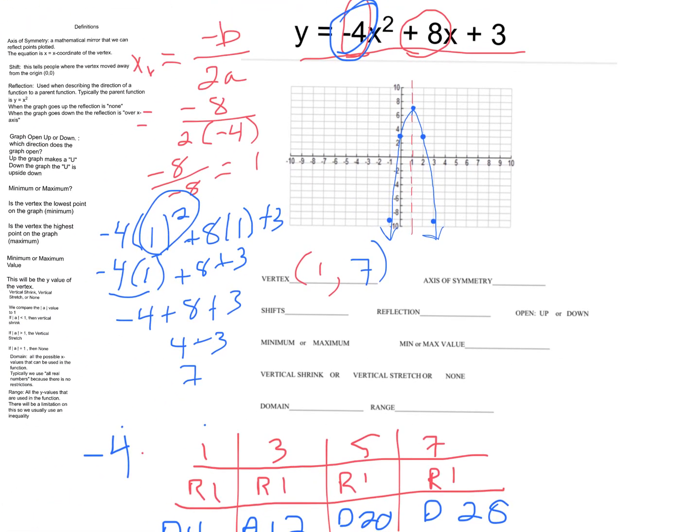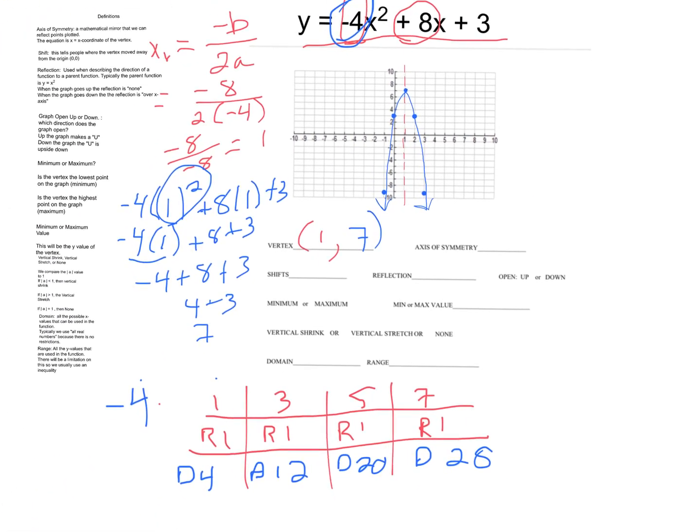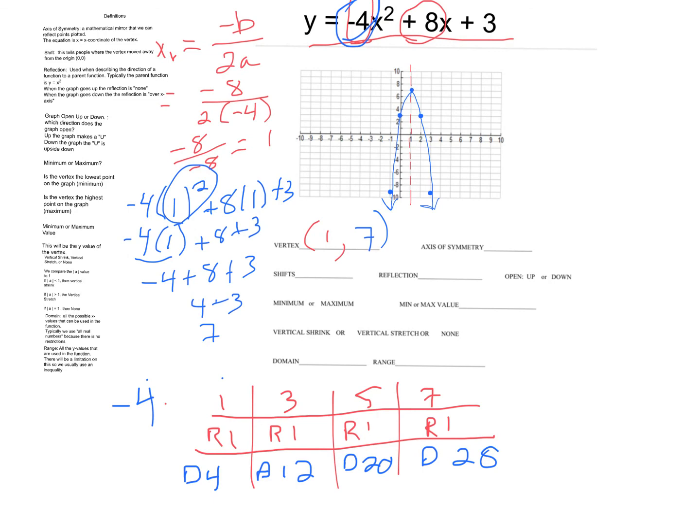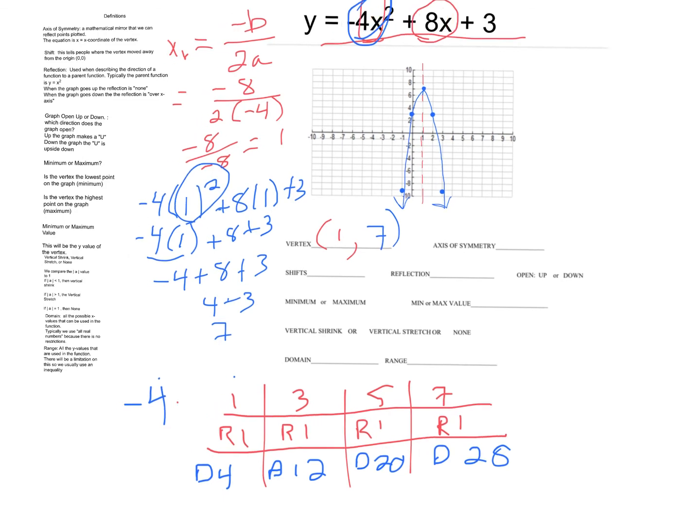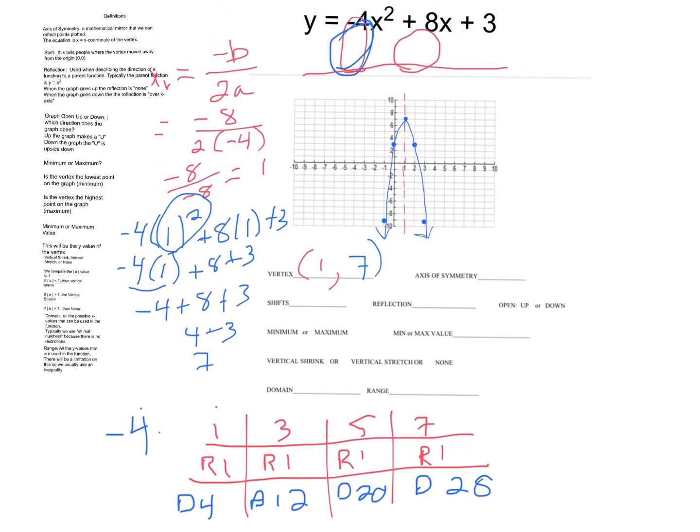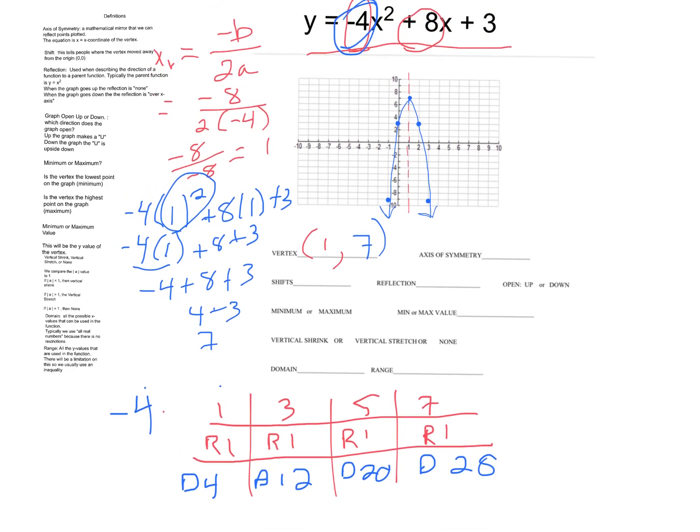Now, let's take a look. We got to fill in all this fun information down here. Alright, so now let's do the axis of symmetry. Again, it's the x-coordinate of the vertex. So x equals 1.